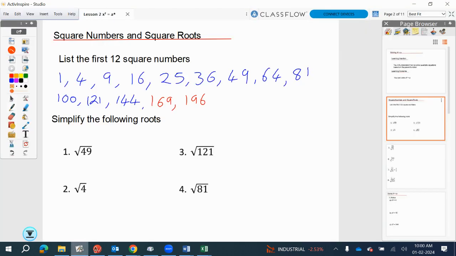Okay, so simplify the following roots. What's the square root of 49? Let me see hands in the air. 7. The square root of 4. 2. 121.